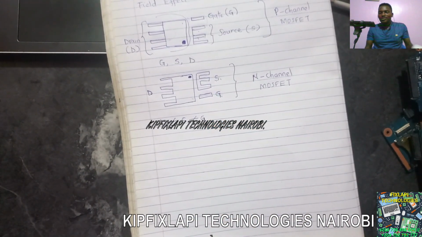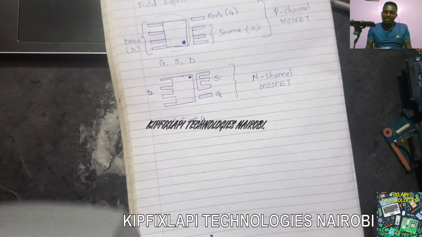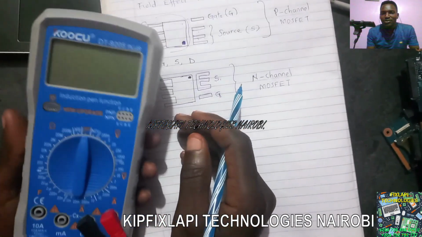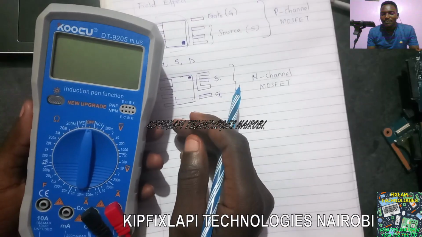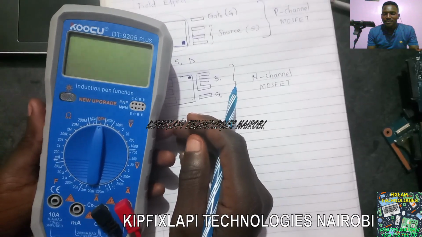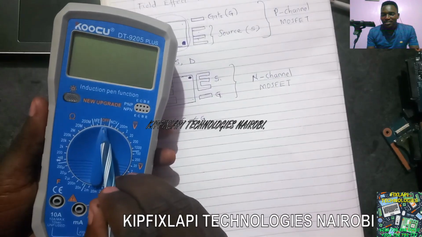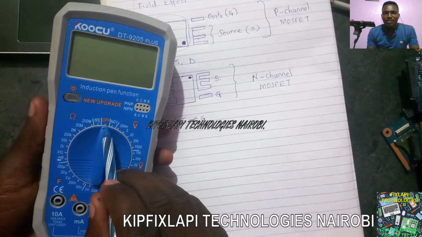So how do you test for a short in a MOSFET? Here with me I have a meter, so I believe you know how to use a digital multimeter. So this is my meter, guys. My meter is off. You can see the pointer is pointing at the off point.